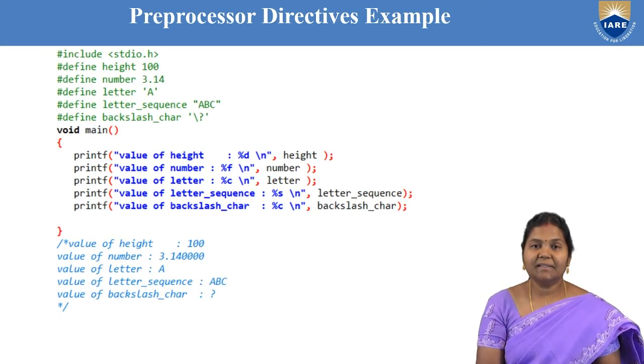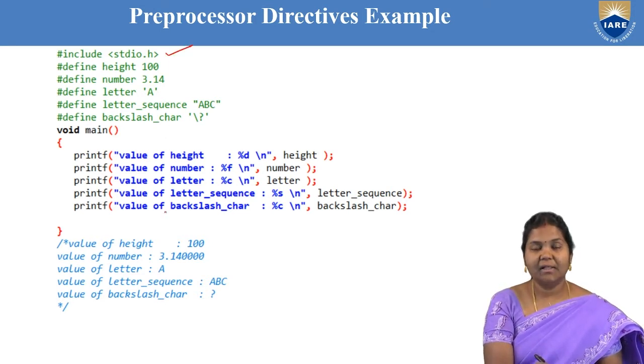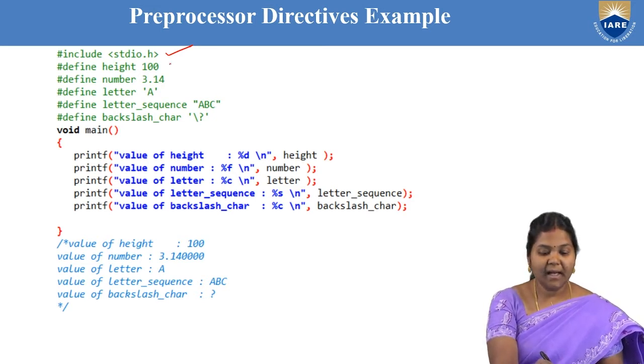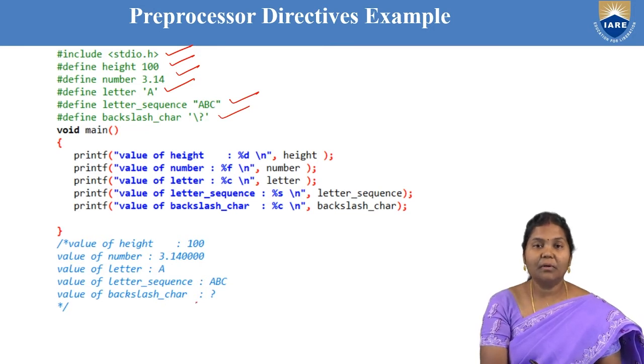Now, let us discuss the different types of preprocessor directives. In this example, all the statements which start with a hash are called preprocessor directives. So, #include <stdio.h> is called a header file inclusion directive. Then next, #define height 100, number 3.14, letter 'A', or letter sequence or backslash character. These are all macros that are defined using the #define directive.